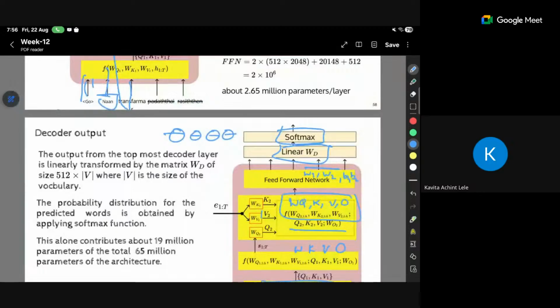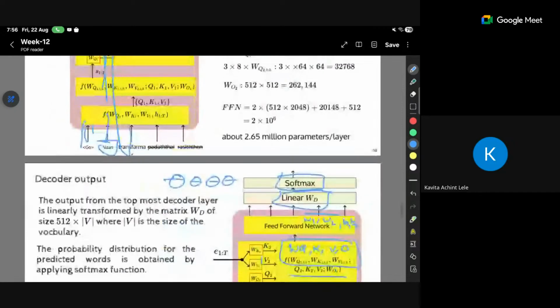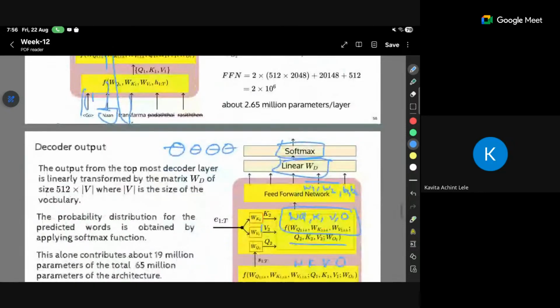Any questions on this? So here, WK and WV are coming directly from the encoder, right? We are not calculating any. There are no parameters for the decoder, specifically, right? No, the W's are not coming from the encoder. Embedding is coming from the encoder.